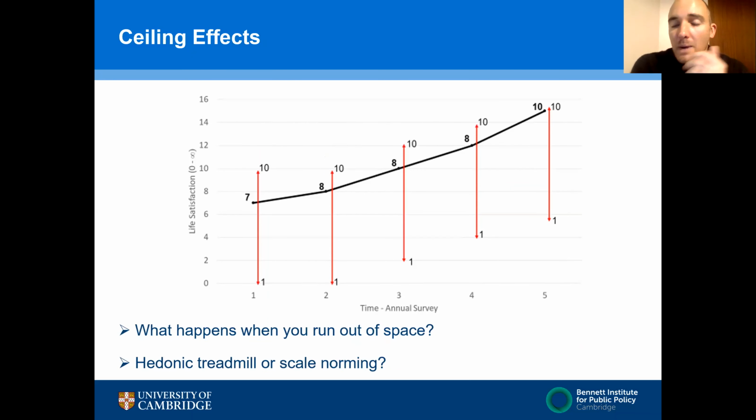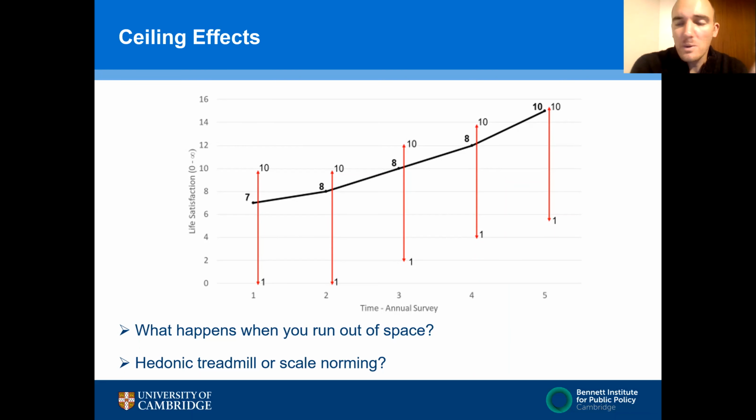Okay, now one way that you might get these kind of scale norming effects that's highly pernicious, I think, to welfare analysis is ceiling effects, which are a pretty common phenomenon in quality of life studies. So this is the idea that once you get up towards the top of your scale, you're kind of running out of space. So what I've depicted here is someone who initially is 7 out of 10 in their latent life satisfaction, and that's exactly what they report on their scale. And then over time, their life just keeps getting better and better, and so their life satisfaction keeps improving. So in the second wave, it's 8 out of 10. By the third wave, though, it's equivalent to 10 out of 10 from their original scale.